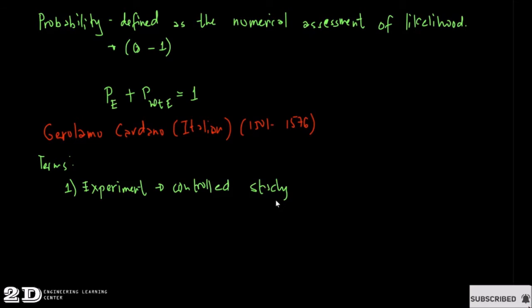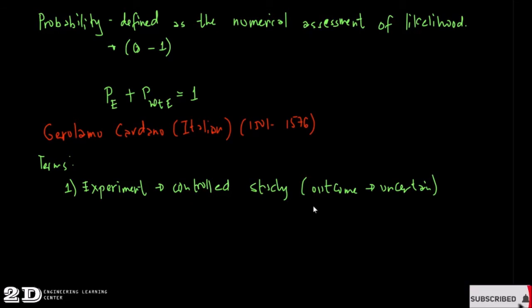So when you say an experiment in probability, the outcome of that is uncertain, but the result is not entirely unknown. So the outcome is uncertain, but what will be the most likely outcome, or what will be the result, is unknown.